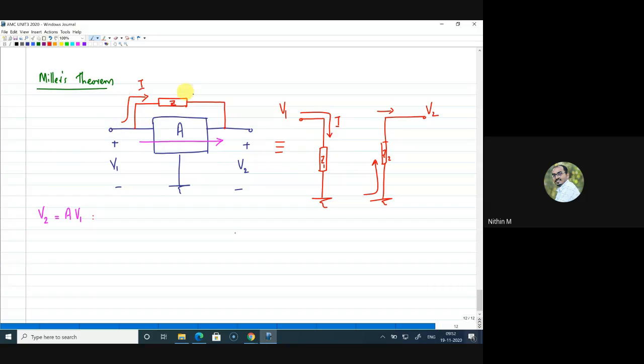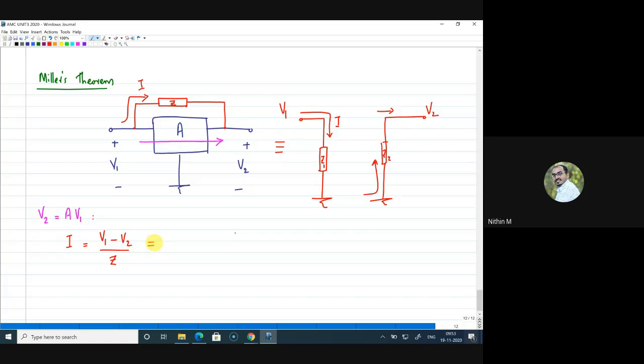Let me write the current in the main circuit. What is the current in the main circuit? I can write V1 minus V2. So this is V1 and this is V2. So V1 minus V2 divided by Z is actually the current I. I hope you are following this. So the current I through this additional path is V1 minus V2 by Z, right?